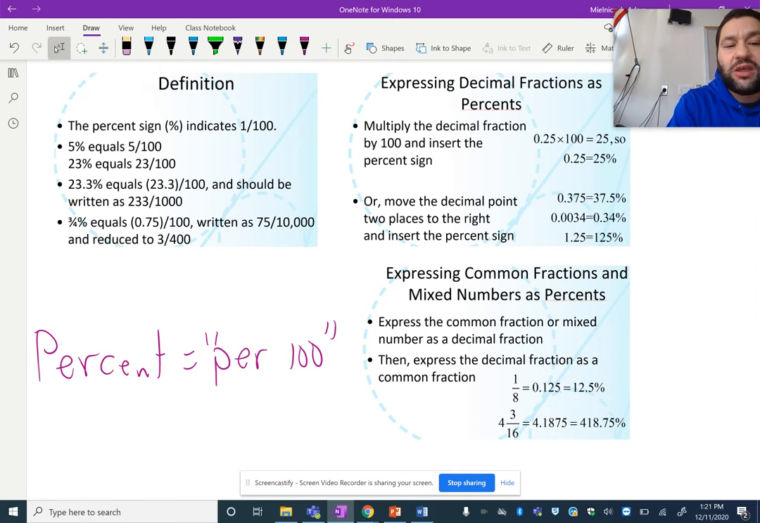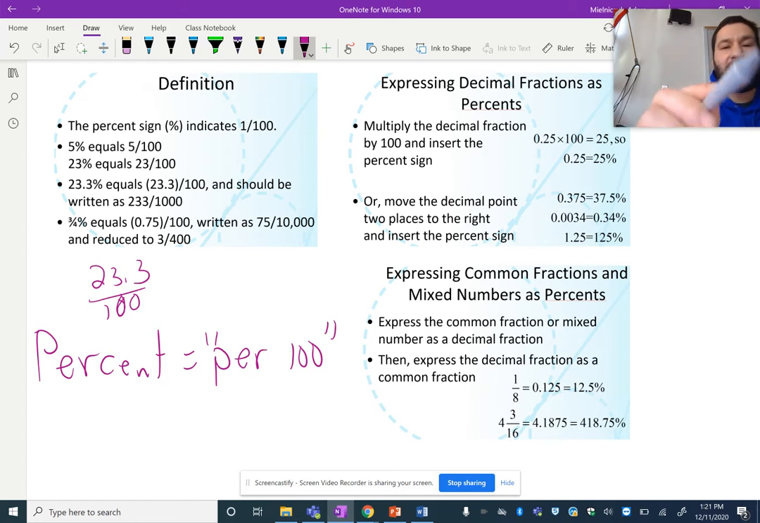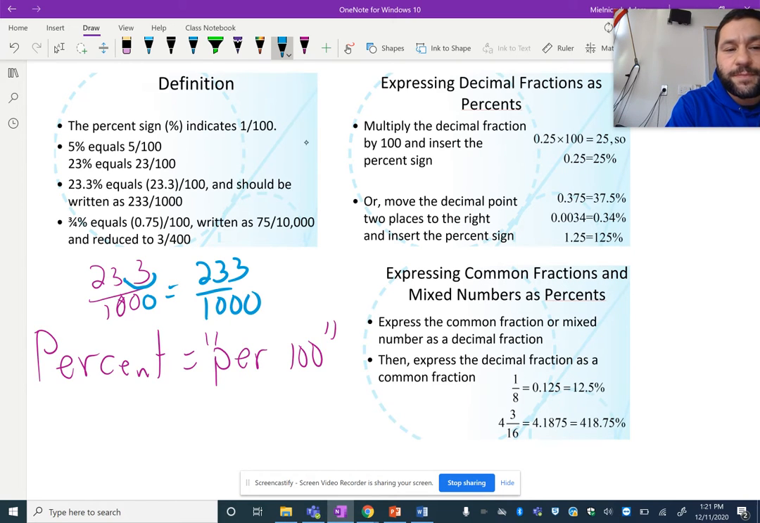23.3% is 23.3 over 100. But in manufacturing, you don't want to leave a decimal in the numerator. So you'd slide this one to the right, meaning you have to add another zero. So it's technically 233 out of 1,000.